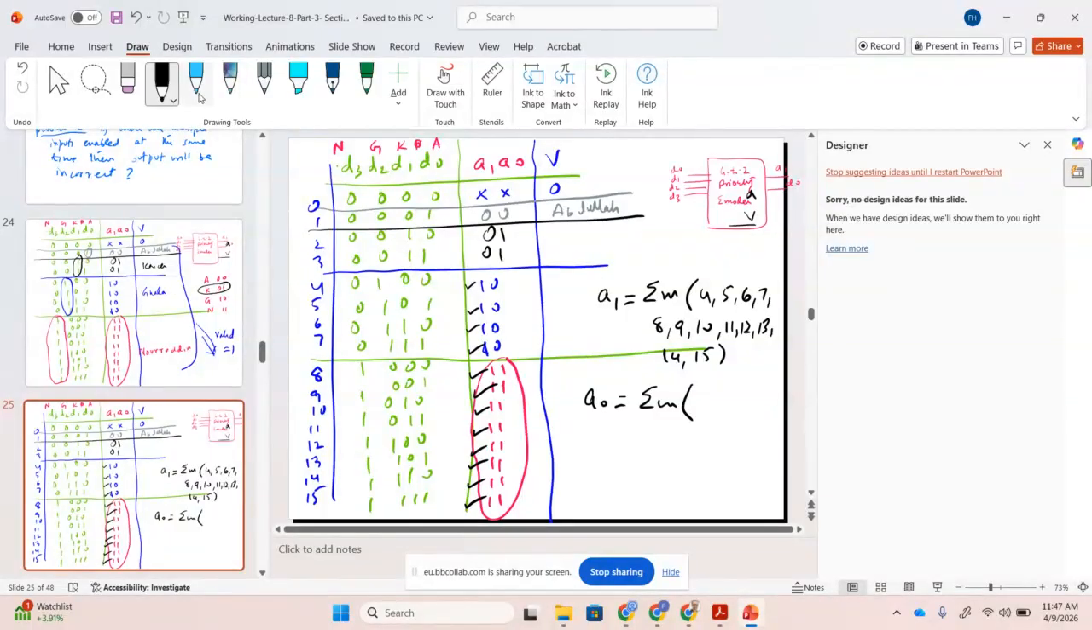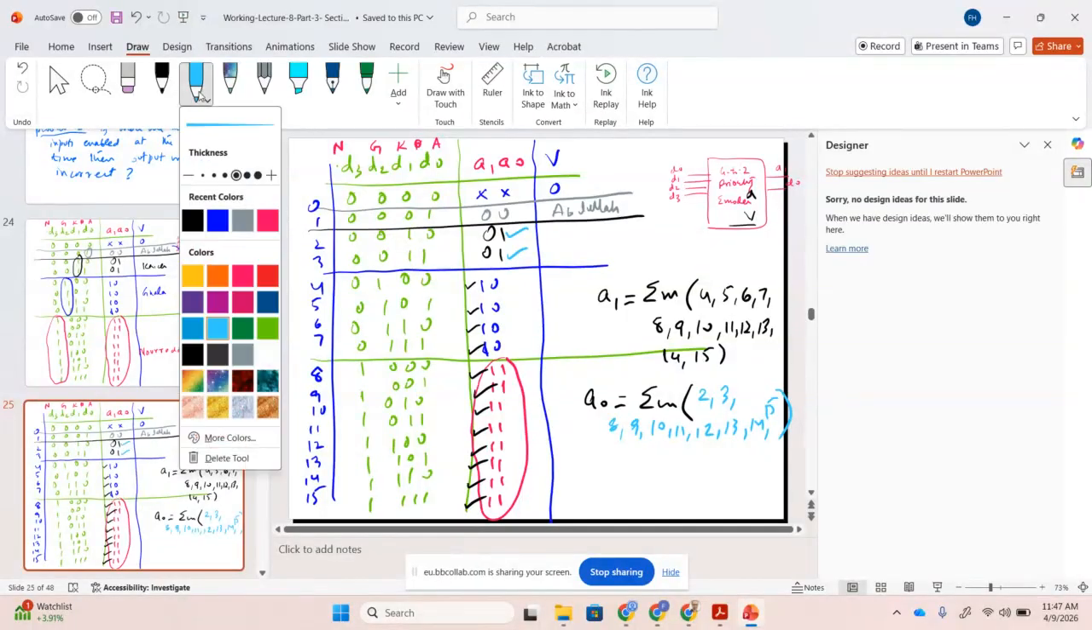Now can you see here? I'm using a different color for A0. So it's actually 2, 3, and 8, 9, 10, 11, 12, 13, 14, and 15. Clear or not clear? Clear. Okay. Did I answer your question? Yes. Okay.